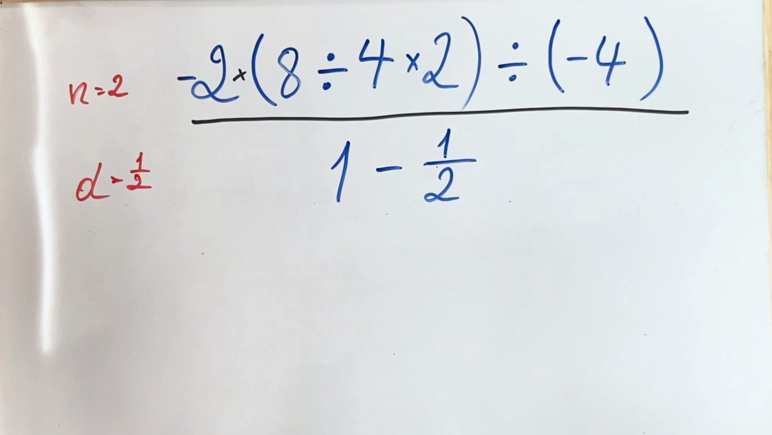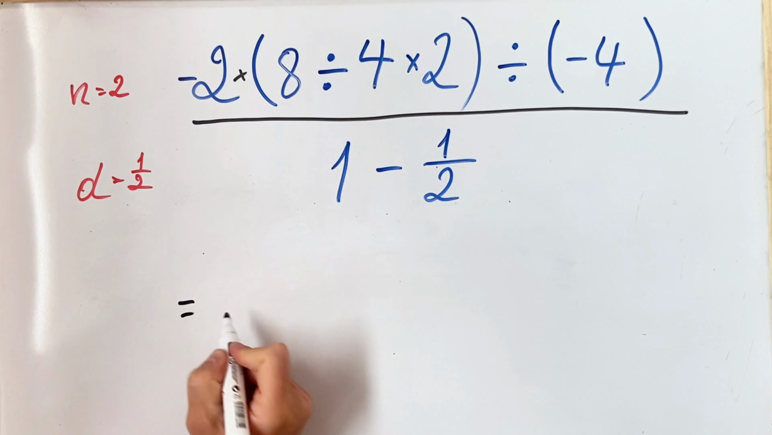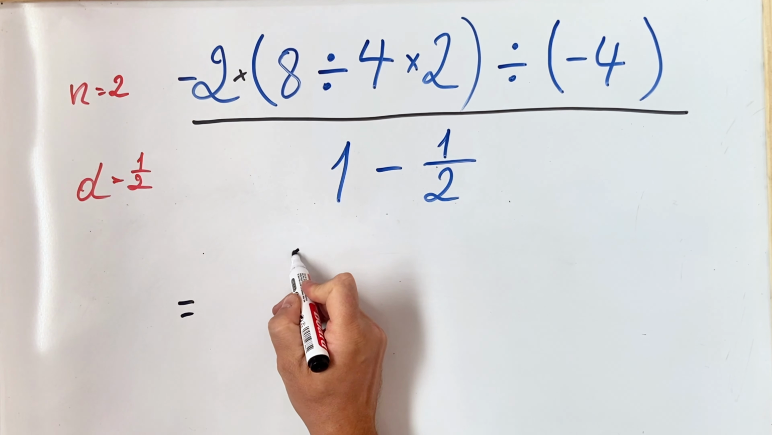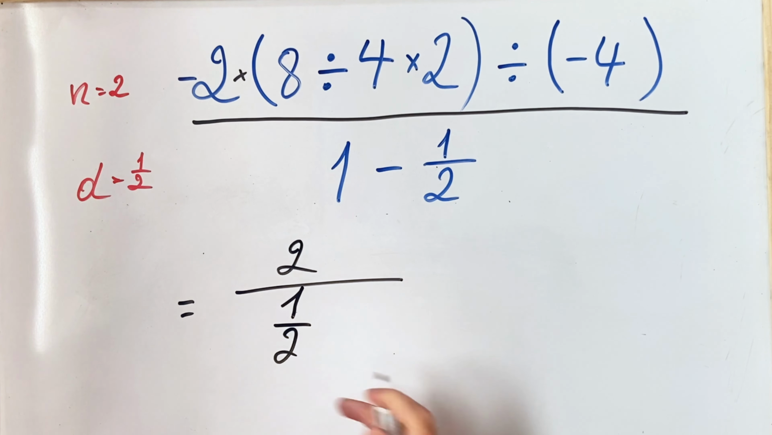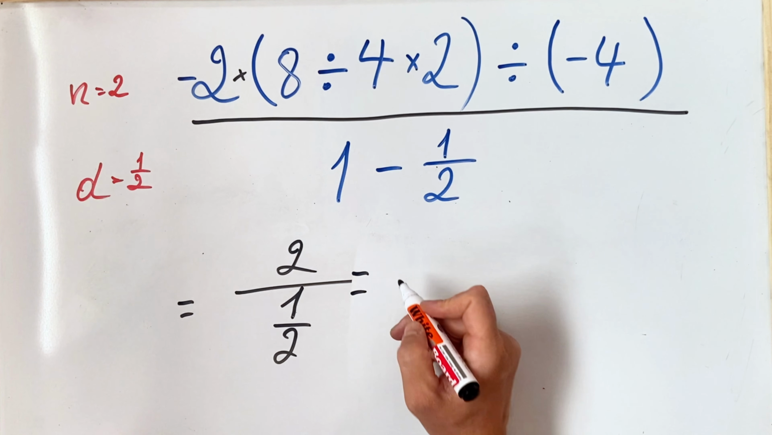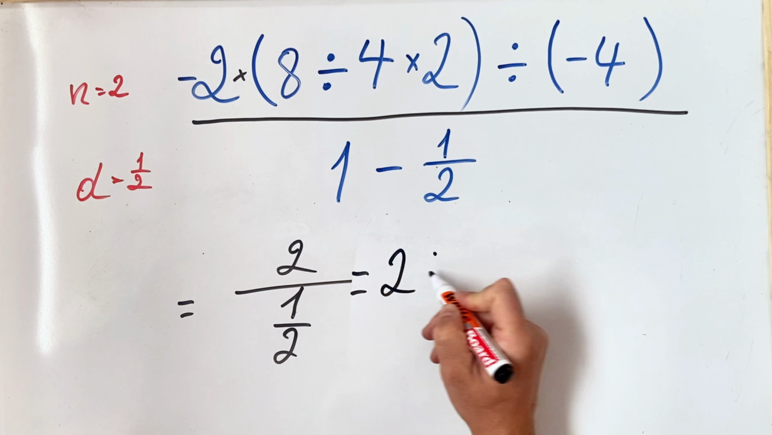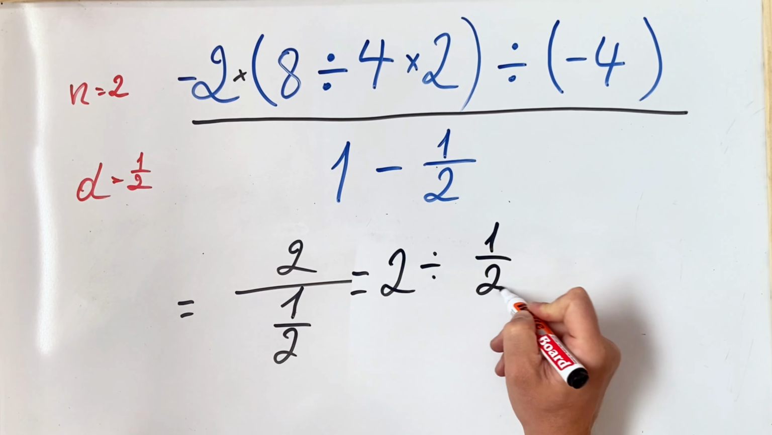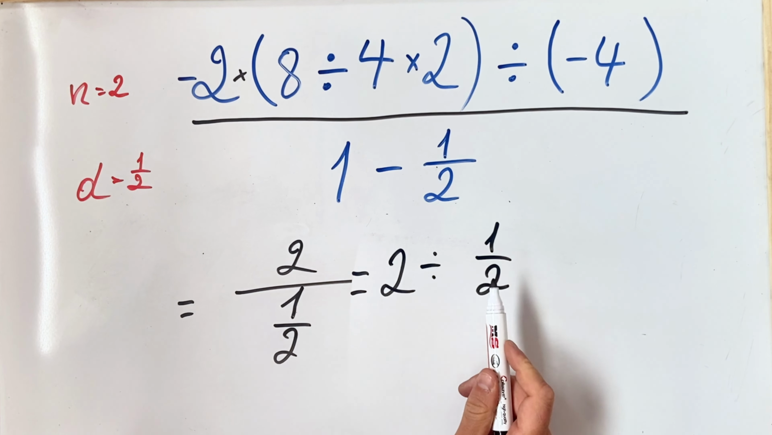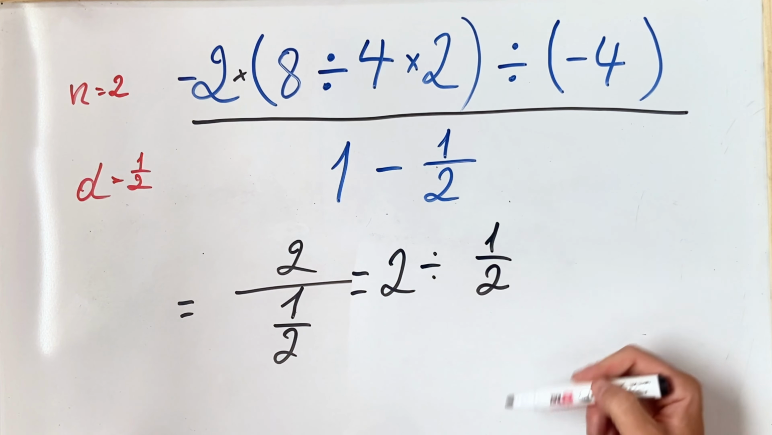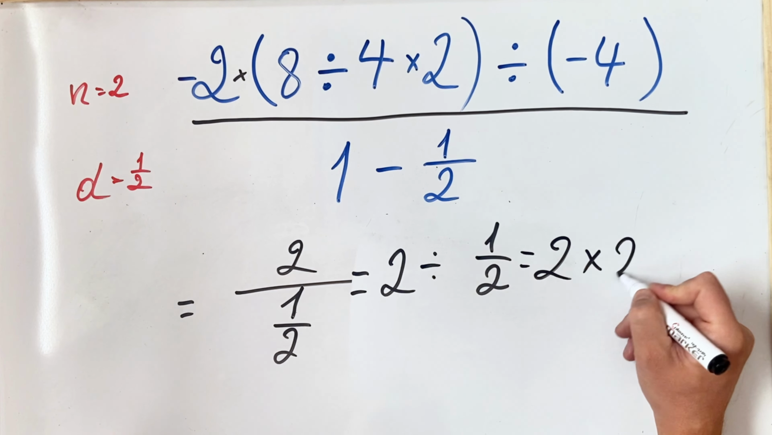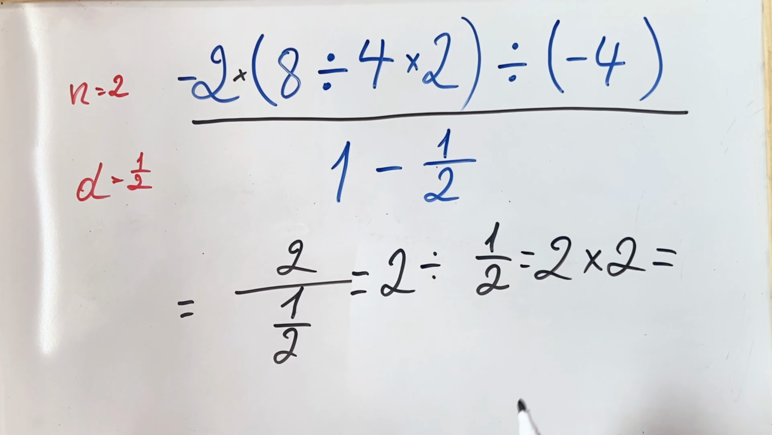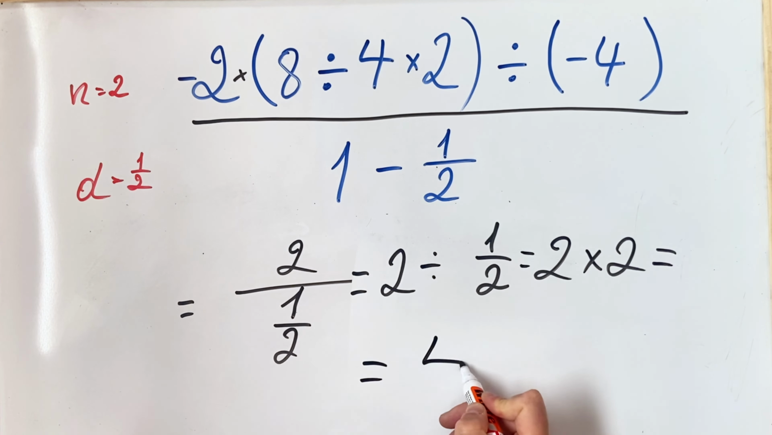Now let's find the right answer. So the numerator is 2. We have 2 over 1 and 1 over 2. We can write it more easily as 2 divided by 1 over 2. So you know, when you divide by a fraction, you flip and you multiply. So we have 2 multiplied by 2 and the result is 4.